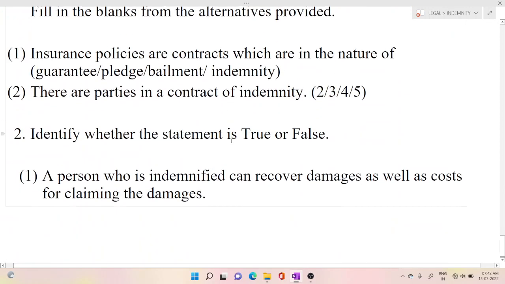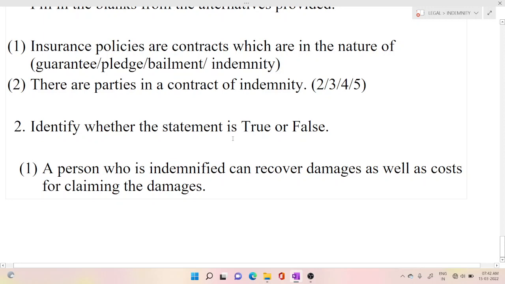Okay, let's see the progress. Insurance policies are contracts which are in the nature of, tell me friends, this is indemnity. There are how many parties in a contract of indemnity? There are only two parties in the contract of indemnity, and the person who is indemnified can recover as well as cost for claiming the damages.